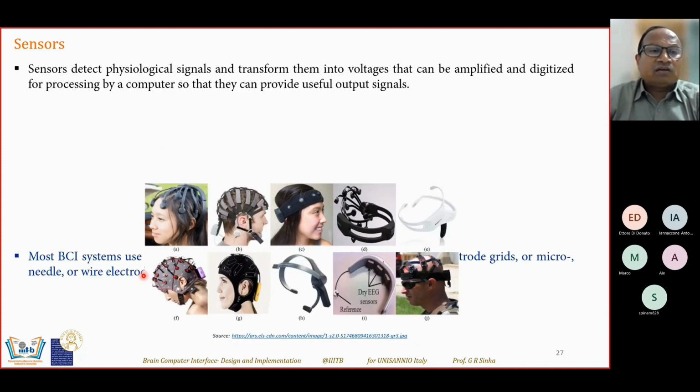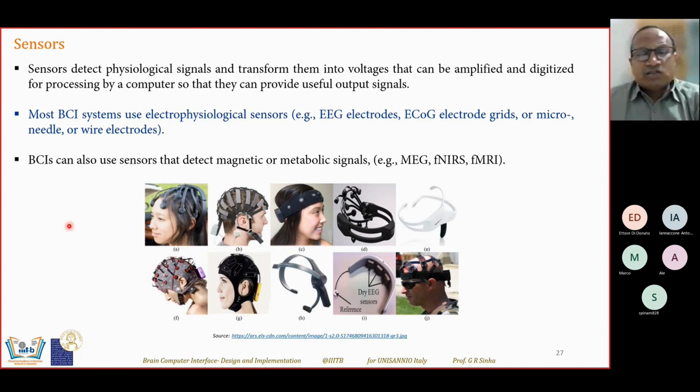These are different types of sensors. You see, there are different types of sensors which are available. Sensors are basically used to detect physiological signals, which are then converted into voltages, amplified, and digitized for processing, and then finally converted into output signals. For that, a variety of biosignal sensors are available, and it is very difficult to say which is better, which is optimal.